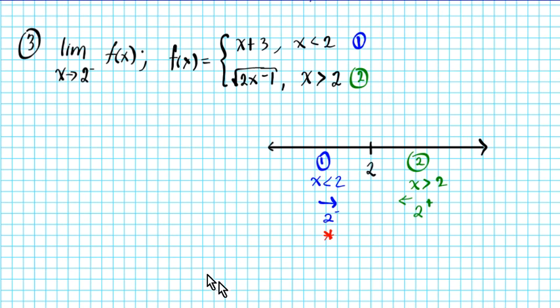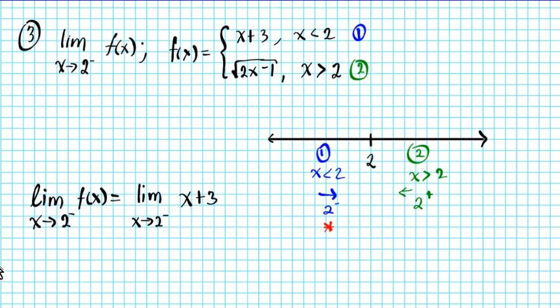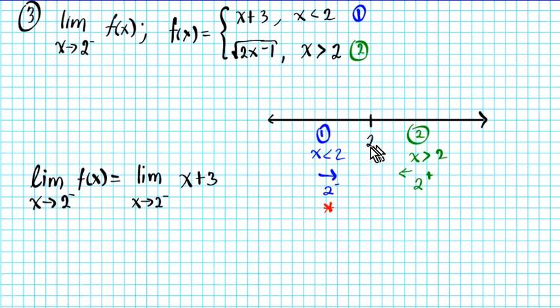Alright? So this problem is going to become the limit as x approaches 2 from the left of the function. We are now going to select the correct function. This is going to be the limit as x approaches 2 from the left of the function in region 1, which is x plus 3. Okay, so we now know which function to pick based on this split that we did over here. So we're going to be substituting this into this function.